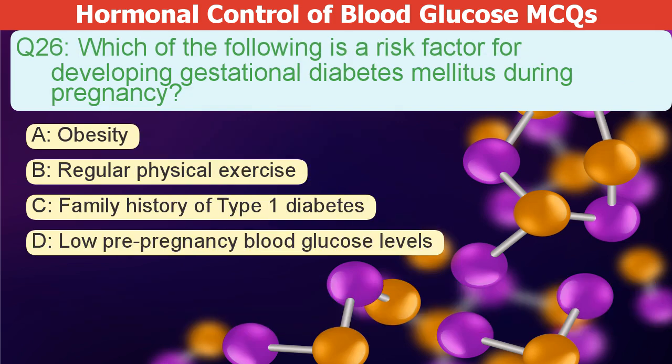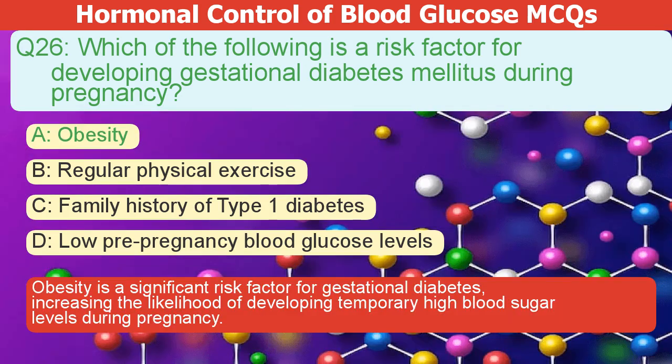Which of the following is a risk factor for developing gestational diabetes mellitus during pregnancy? A. Obesity. B. Regular physical exercise. C. Family history of type 1 diabetes. D. Low pre-pregnancy blood glucose levels. The correct answer is A. Obesity is a significant risk factor for gestational diabetes, increasing the likelihood of developing temporary high blood sugar levels during pregnancy.